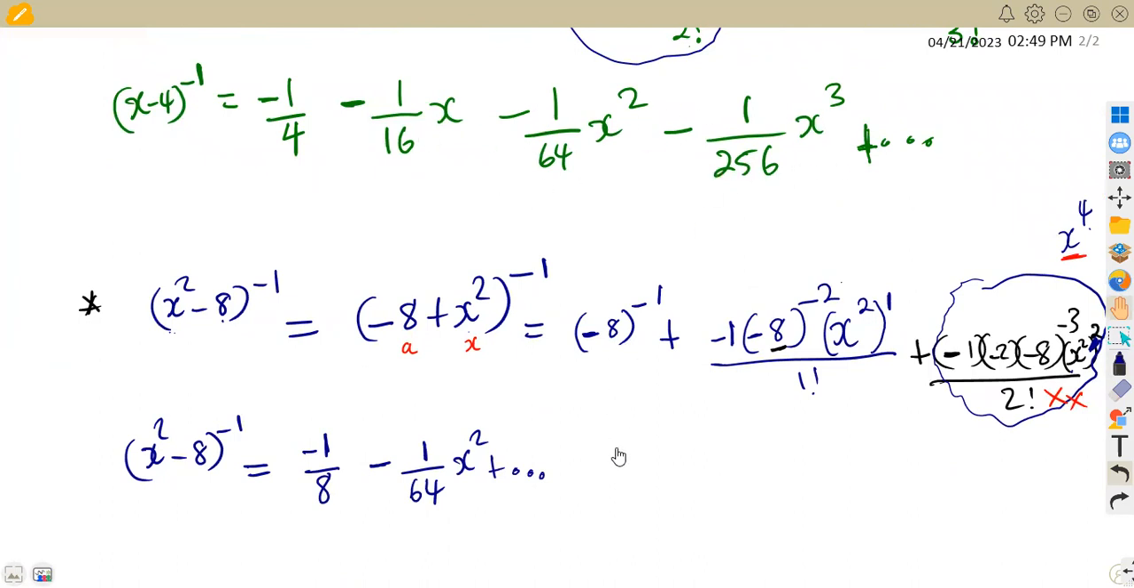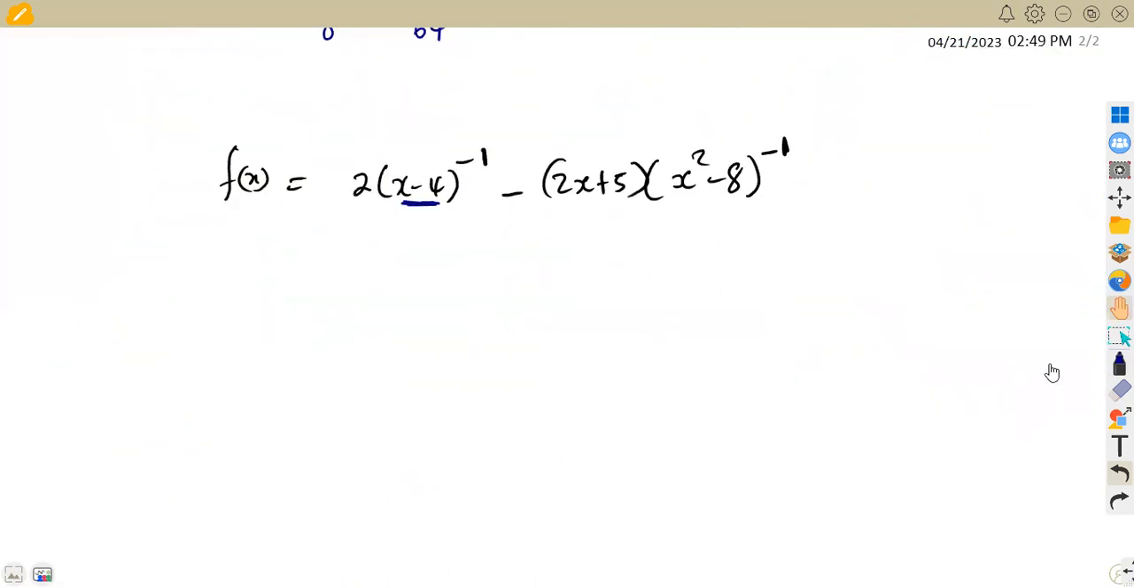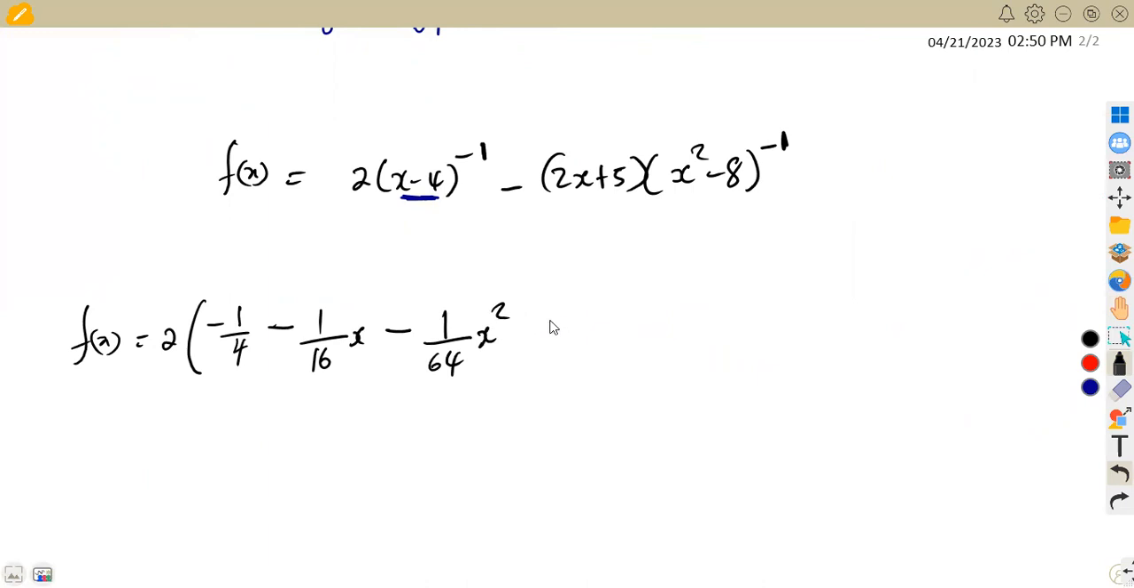All right, so let's substitute this part of x minus 4. This is going to give us f of x, which is equivalent to 2 times, remember, we got -1 over 4, -1 over 16 x, -1 over 64 x squared, -1 over 256 x to the exponent of 3, and so on. So this is what we're given.